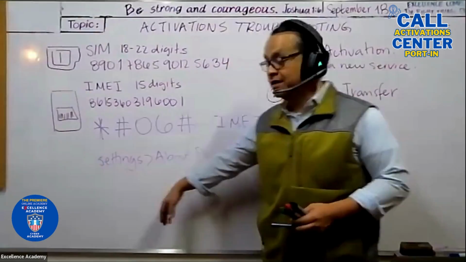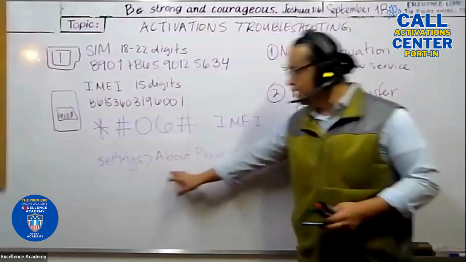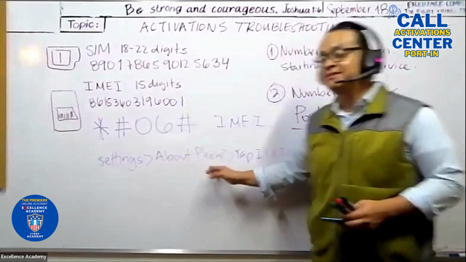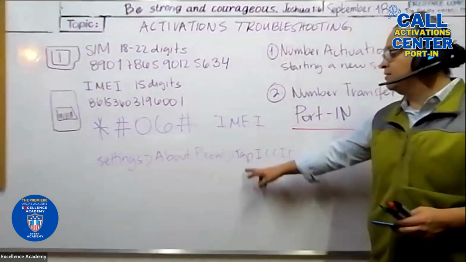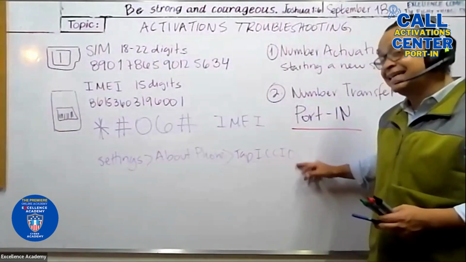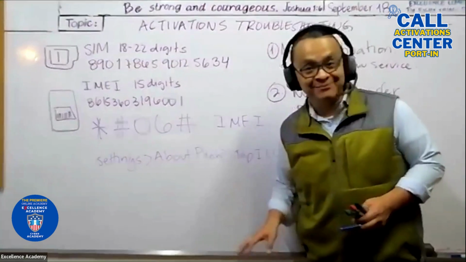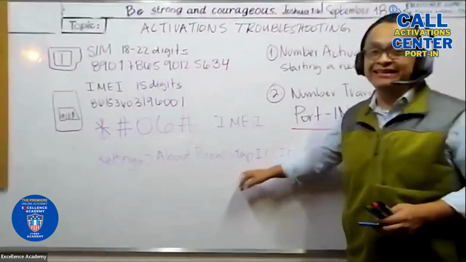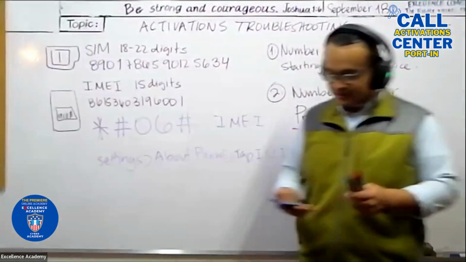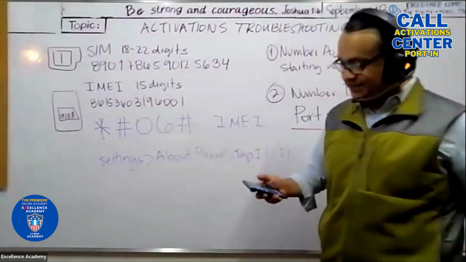So step one, go to settings, Mr. Customer, look for the about your phone or about device. Tap on that baby and then look for tap for ICCID. Don't ask me what that means right now. And or tap on the SIM card number and it should display. So here, let me show you with my trusty device.